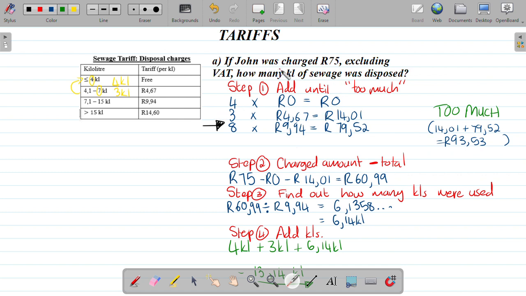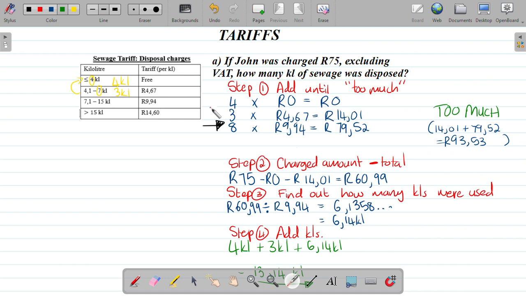So it says if John was charged 75 Rand, excluding VAT, how many kiloliters of sewage was disposed? So firstly, this table refers to the prices excluding VAT, so we don't need to worry about the pricing. So what we are going to do, guys, is step one: we're going to add the cost of how much it was charged per kiloliter until it's slightly too much. Okay, so you might not understand what I mean. You'll hear what I'm trying to say. So we're going to charge him. So bear in mind and keep in mind he was charged this amount.